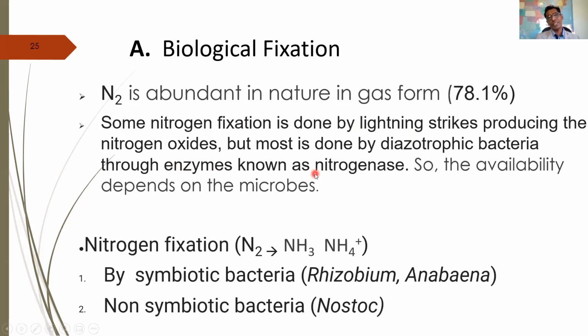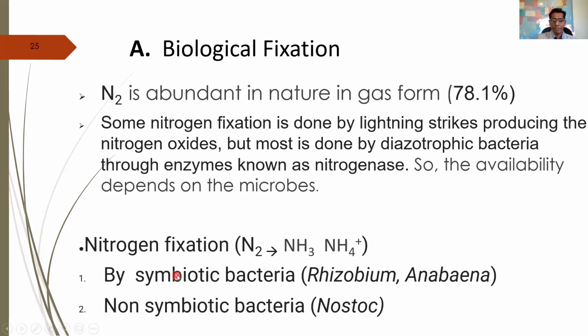So nitrogen, and the enzyme is nitrogenase. So the availability depends on the microbes. There are two steps basically in the nitrogen fixation. We're going to see that shortly. So nitrogen fixation, and two, the nitrogen gas becomes ammonia or ammonium ion, and this takes place by two processes.